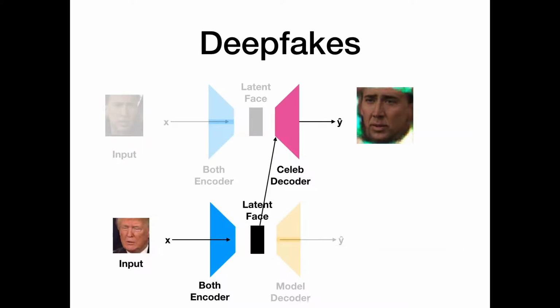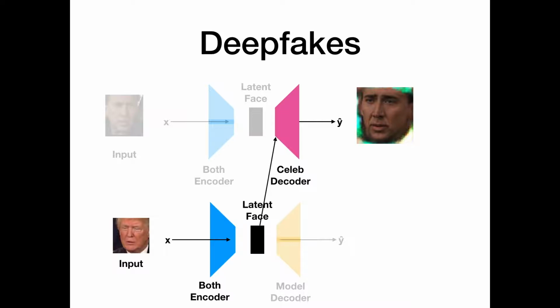So what we're going to do is take Donald Trump's face. There's work to do to get that to blend in with the rest of the body and so on, but nevertheless, we're going to take his face and feed it into our encoder. What comes out of here is a latent face. This latent face is useful for both kinds of decoders, right? Because we trained it with the same exact encoder.